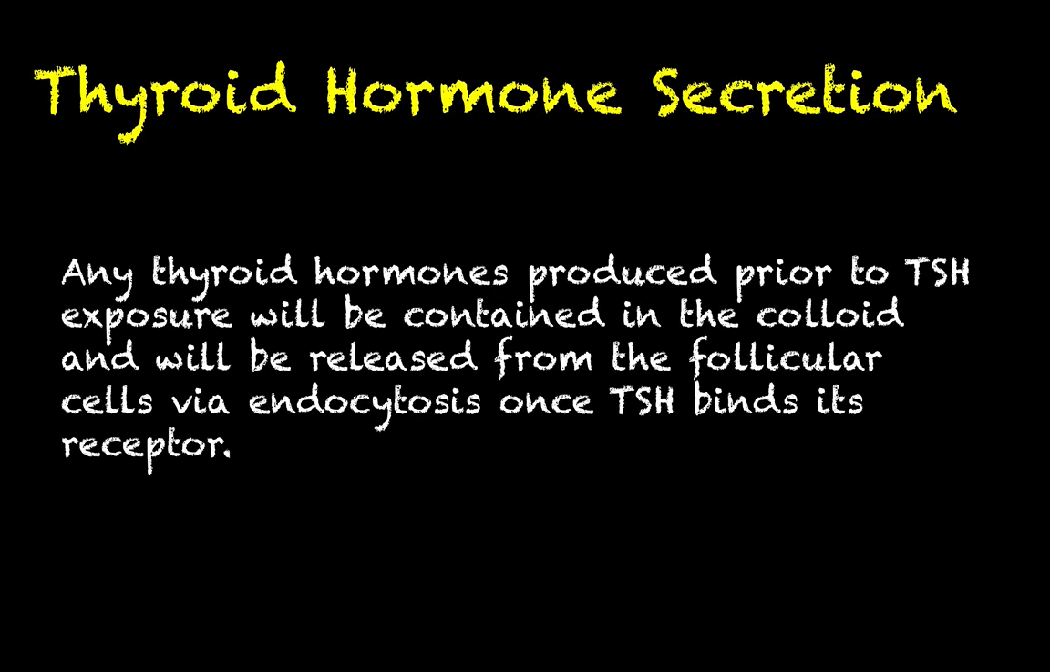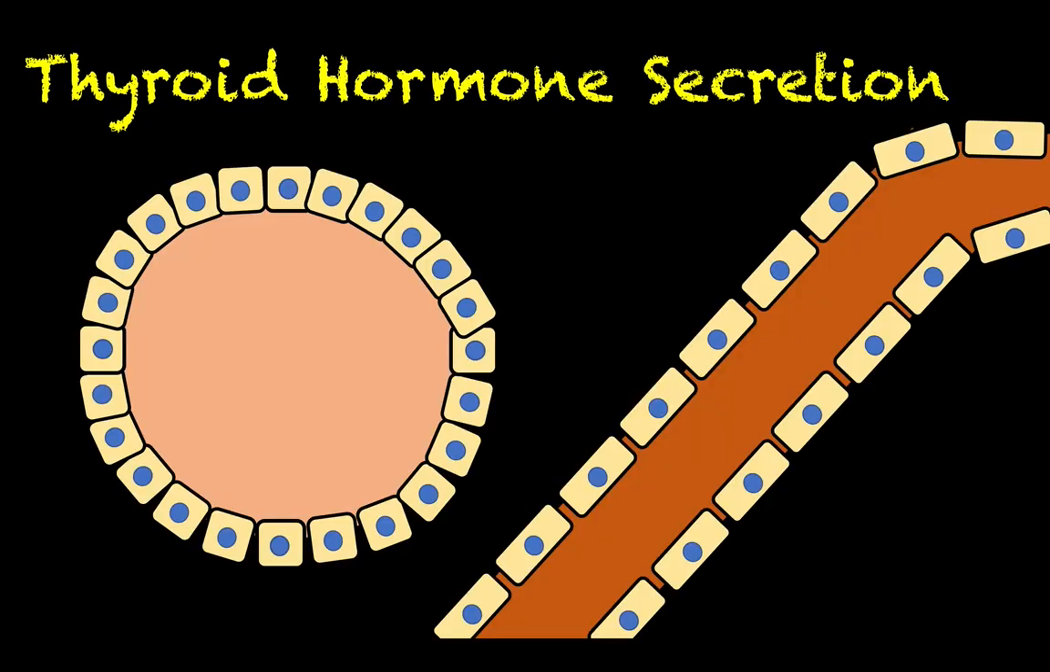So any thyroid hormones that get produced prior to TSH exposure will just be stored up in the thyroid until TSH comes along. We may have given the impression that thyroid hormone production doesn't actually get started until TSH exposure occurs, but there is some iodine import, there is some thyroid hormone production that occurs prior to TSH exposure. We're just going to store it up in the follicles until it is time to release that mature thyroid hormone by exocytosis once TSH binds to its receptor.